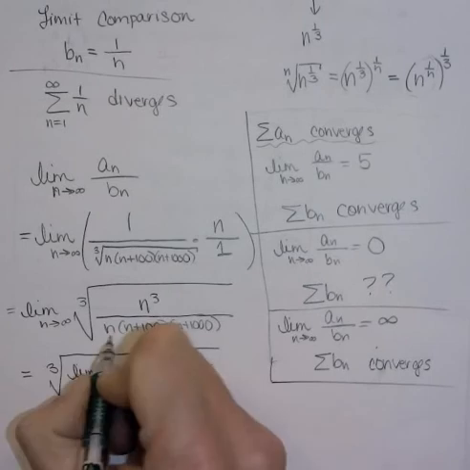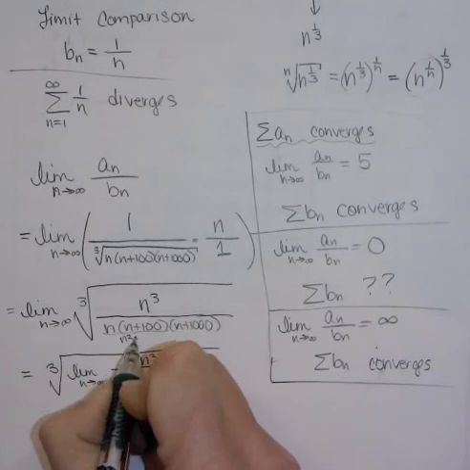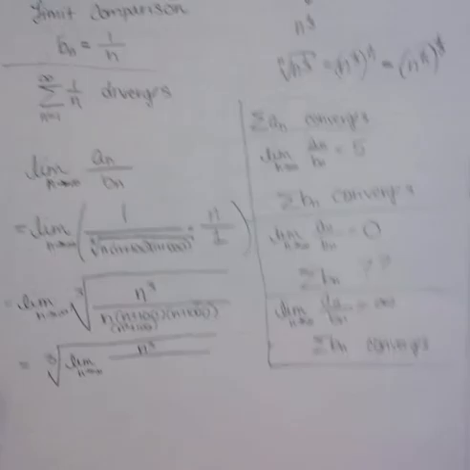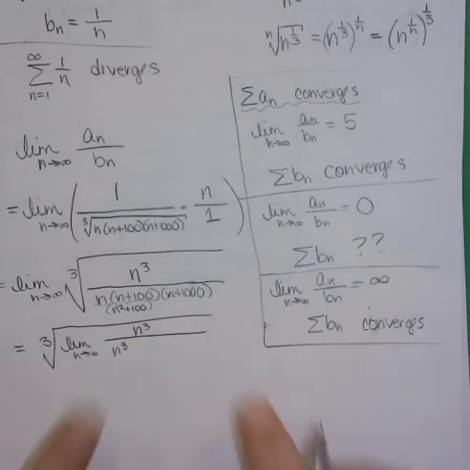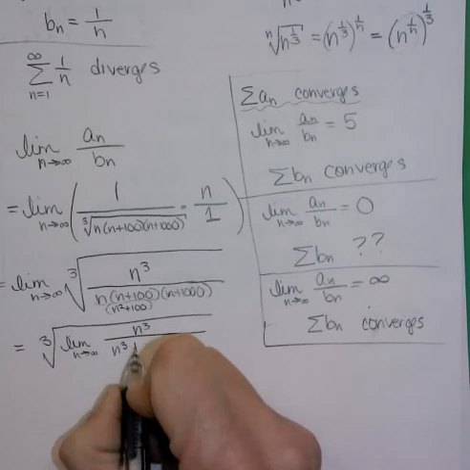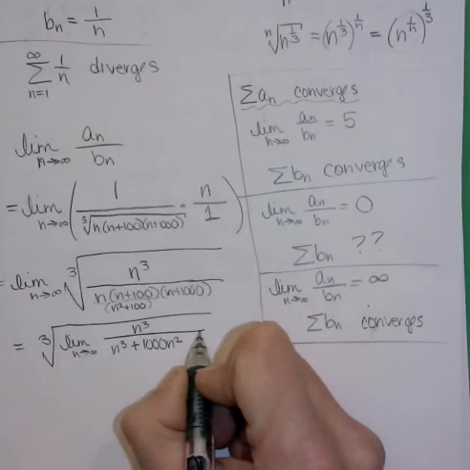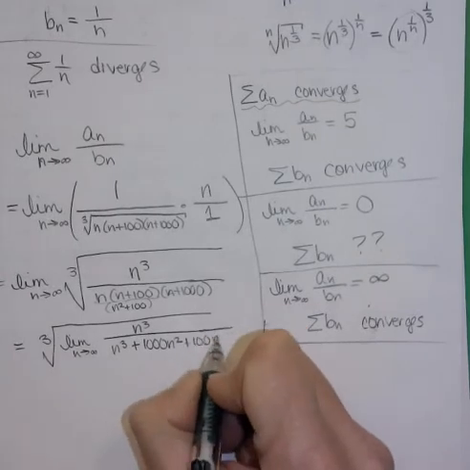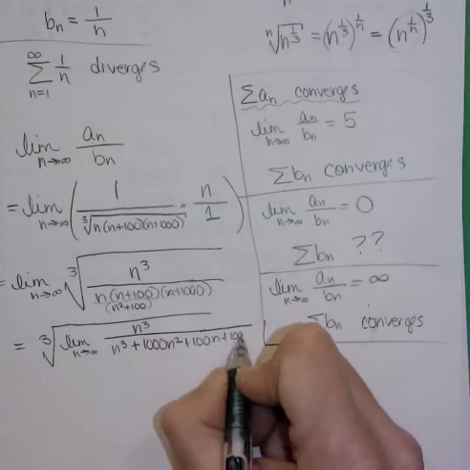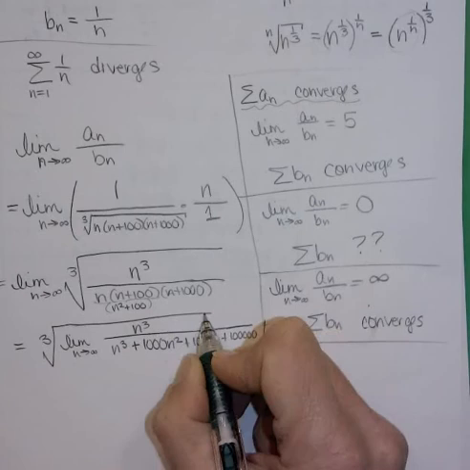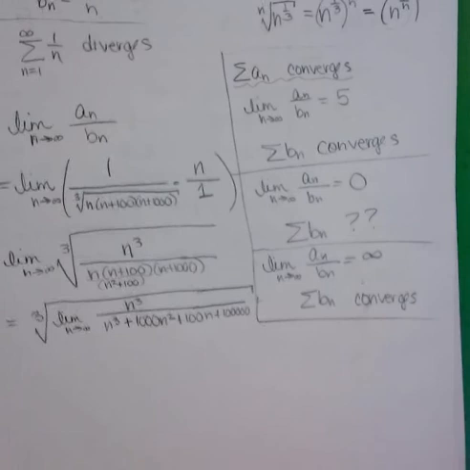Actually, let's think of just multiplying out. So first, if I distribute the n through, I'd get n squared plus 100. And then doing FOIL again, I'd get n cubed plus 1,000 n squared plus 100n plus 100,000. And actually, instead of using L'Hopital's, you could just divide every single term by n cubed.